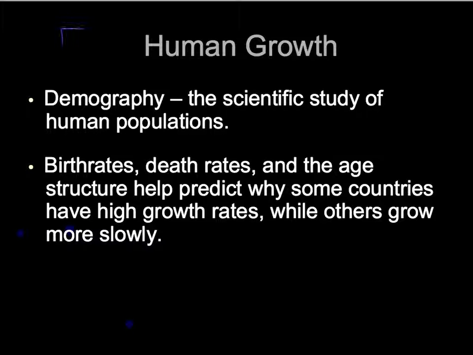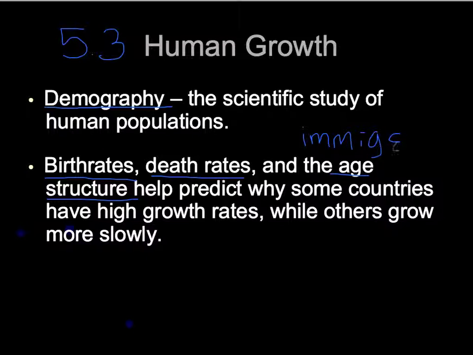Now we're moving into section 5.3, which deals with human population growth. Individuals who study this, or the study of human populations, is demography. And remember back to section 5.1 where we talked about the different characteristics of populations. Those included birth rates, death rates, the age structure, and the last was the immigration and emigration.